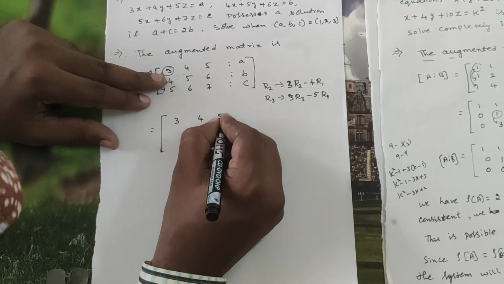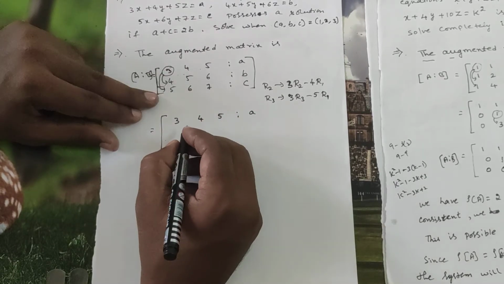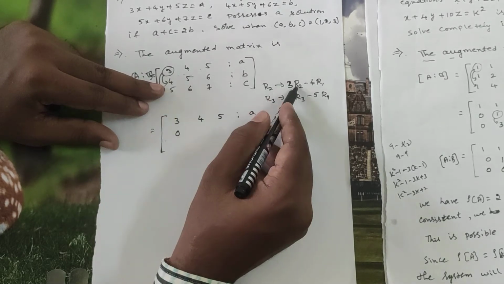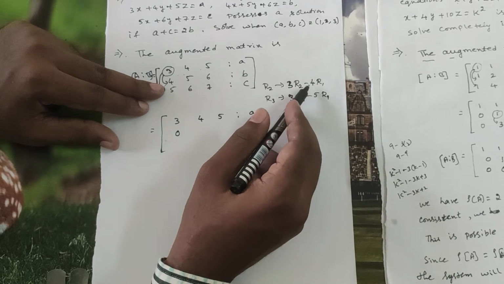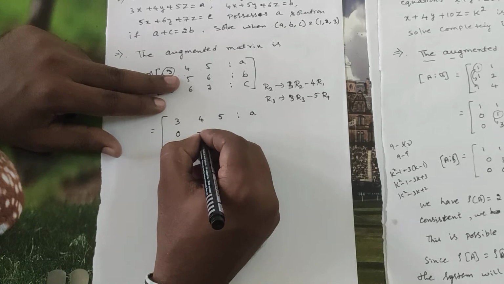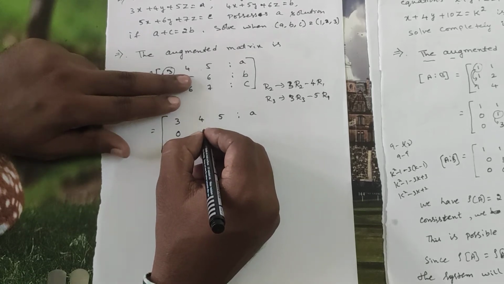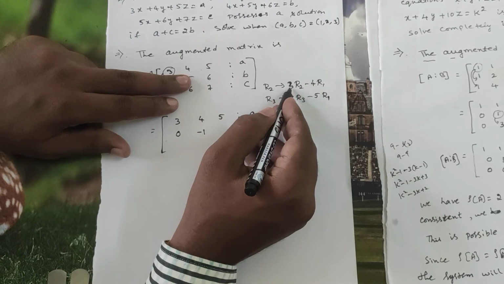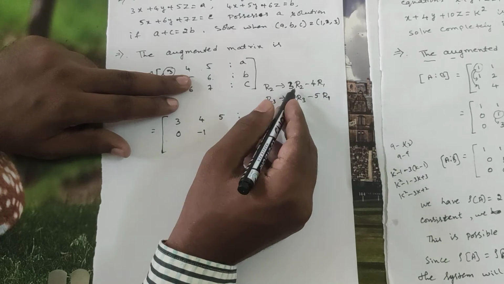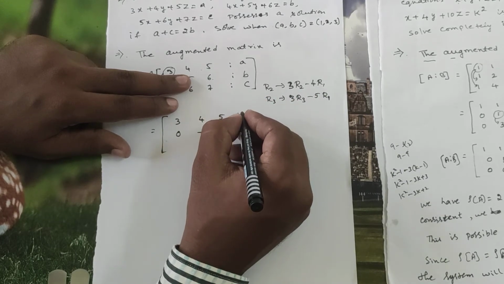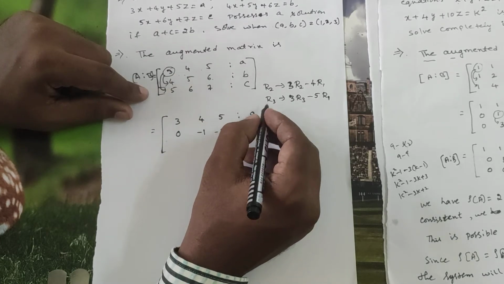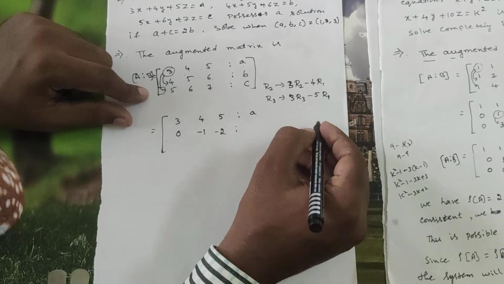3 4s are 12, minus 4 3s are 12, so 12 you'll get 0, and here what do you get? You'll get minus 1, and for this one, 3 times 6 minus 4 times 5, so you will get minus 2. What do you get? This term. Now you have to check this term.